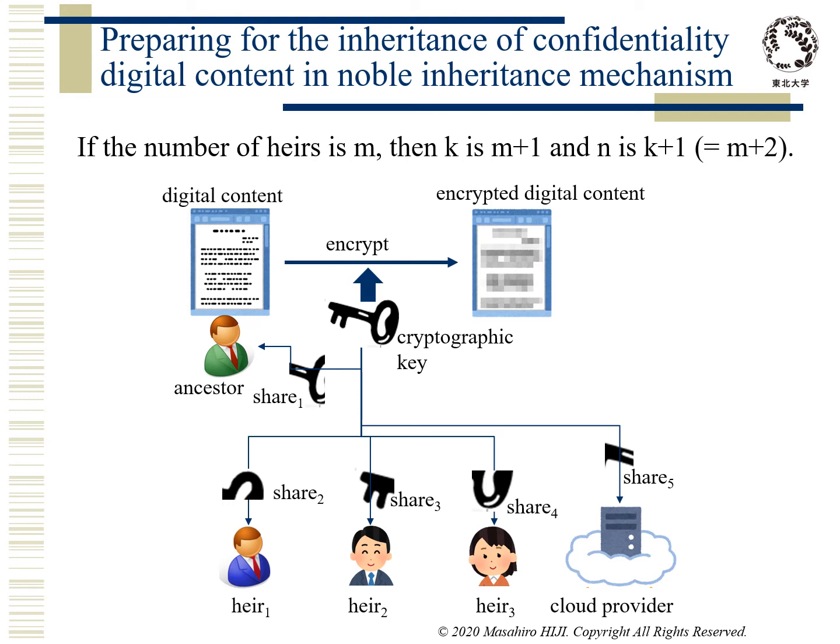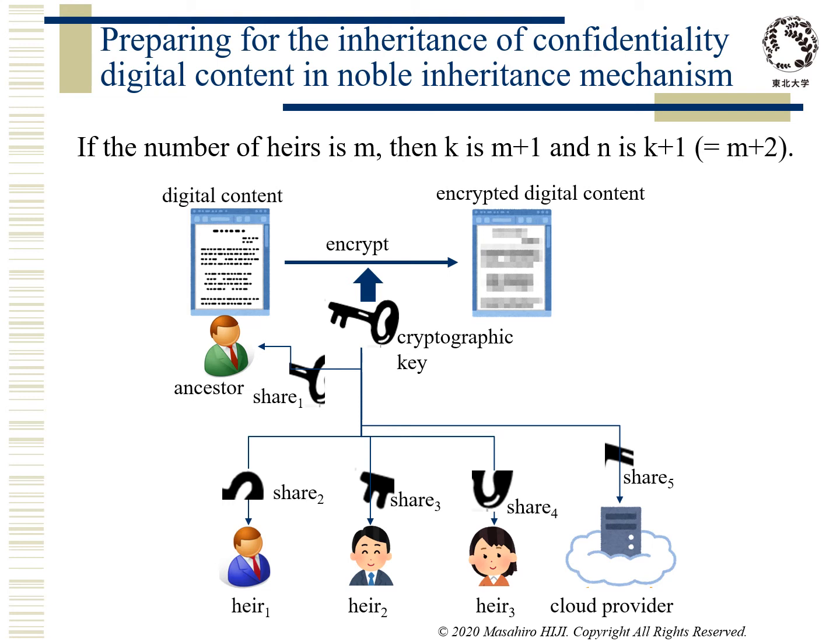Next, the cryptographic key is divided into n shares using the secure secret scheme. If the number of heirs is m, then k is m plus 1 and n is k plus 1. In this slide, the number of heirs is 3, so k is 4 and n is 5. The divided shares are delivered to the heirs, the ancestor, and the cloud provider where the ancestor stores digital content.